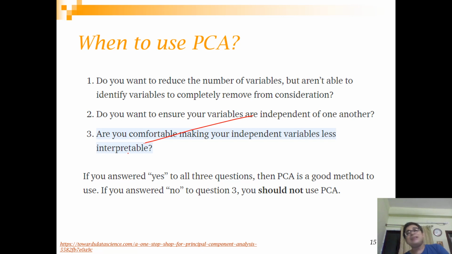As they are linear combinations of the original features, in your business domain they will not have much semantics or meaning. So if your answer is yes to all these three questions, PCA is a good method, and particularly this question is the most important one. If you answer no to question 3, you should not use PCA.